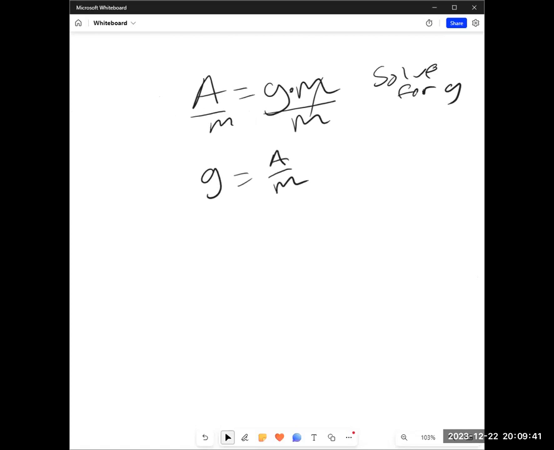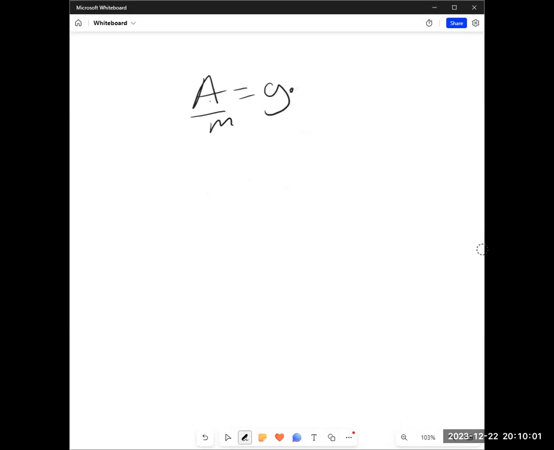Watch out, capitalization is important. This is a capital A, a lowercase g, and a lowercase m. You must use the letters that they give you in the formula with the capitalization that they give you, or you will get the answer wrong. A lowercase a is different than a capital A in a formula like this. So do watch out for that.